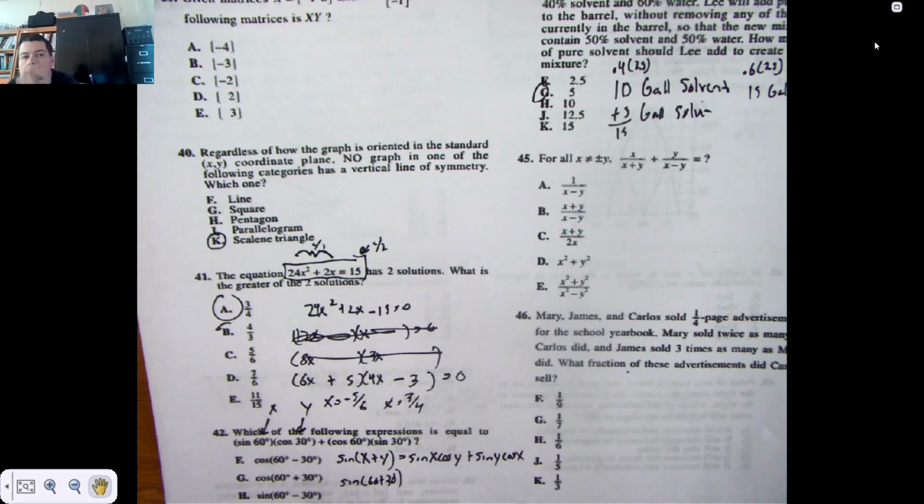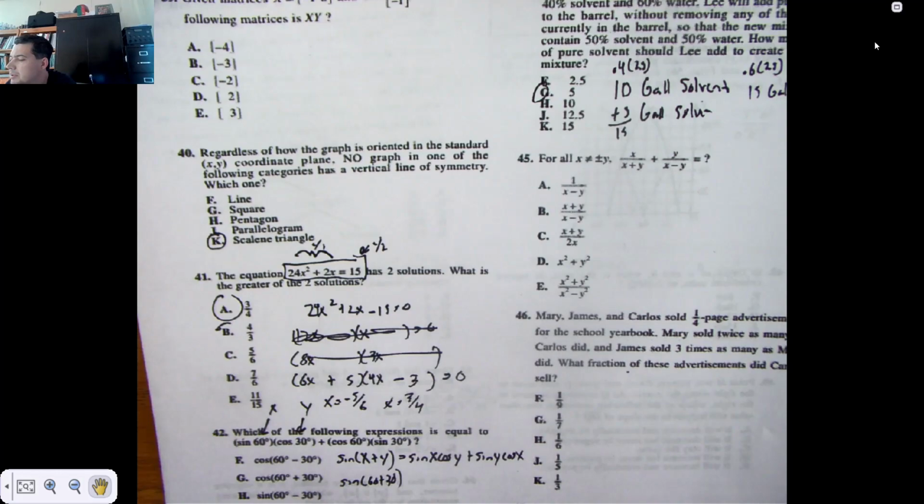Okay, so we can have perfect regular pentagons. We can have regular parallelograms. It's the scalene triangle because they all have different sides. There's just no way to cut a scalene triangle perfectly in half. Not that I can think of. So it's got to be the scalene.